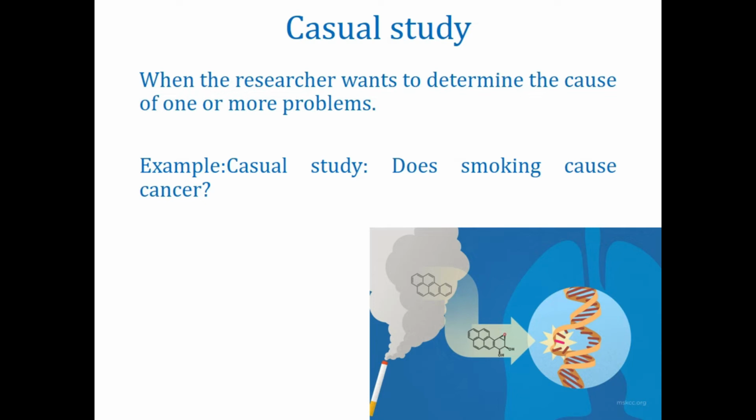We observe a cause and effect relationship. When we determine the cause of one or more problems, and due to cause and effect, we say that the investigation is called a causal investigation or causal study.